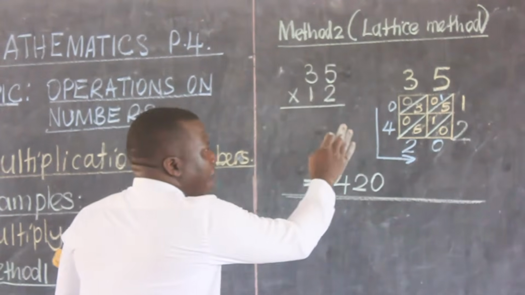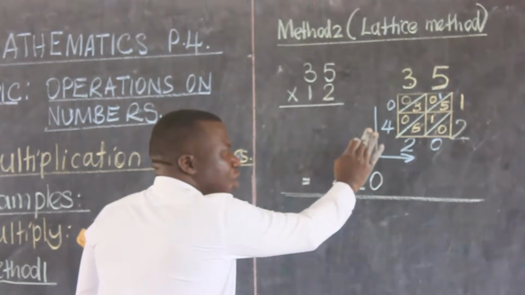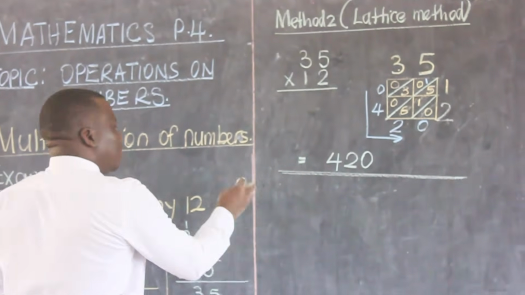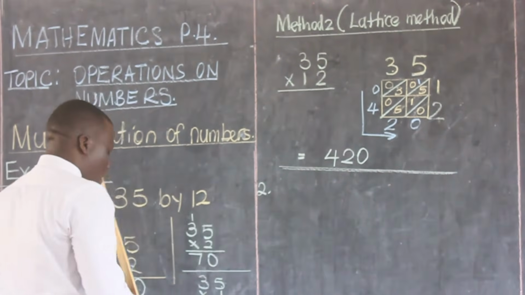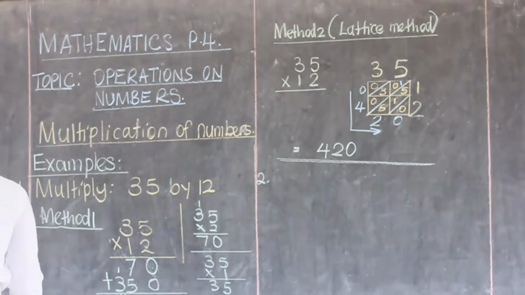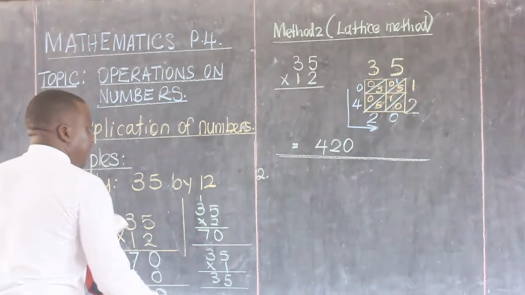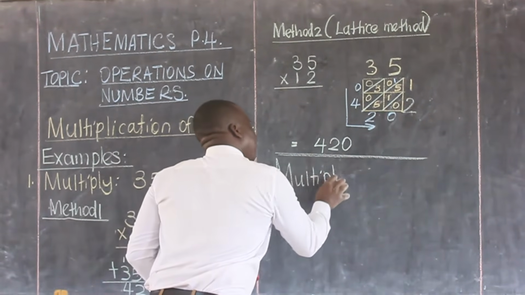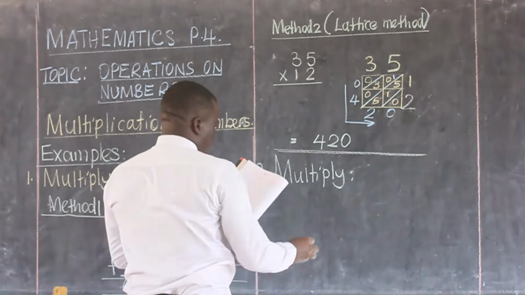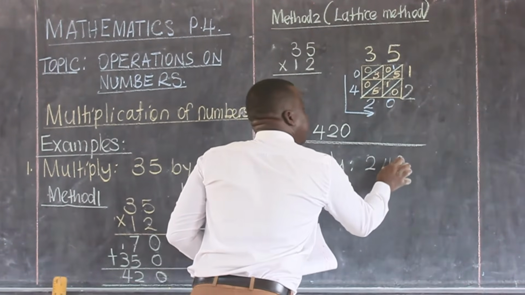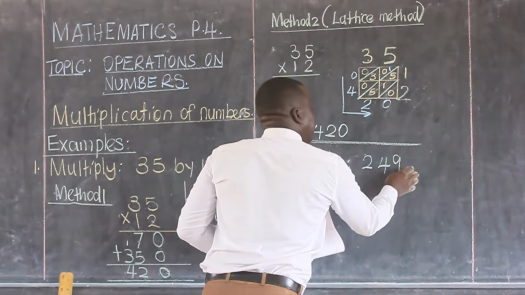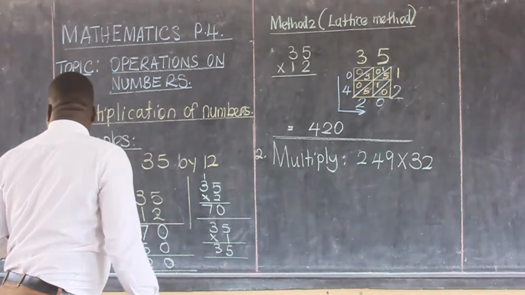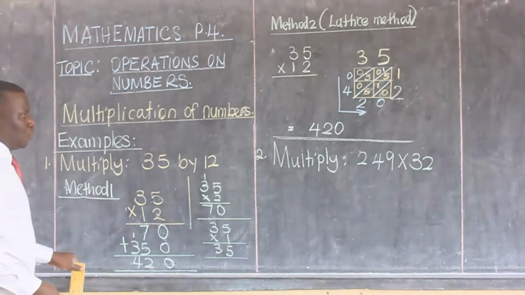Okay? But I want you to follow those steps very, very well, you'll understand. Let's move to example 2, which says multiply 249 times 32. Okay? That is our example 2.